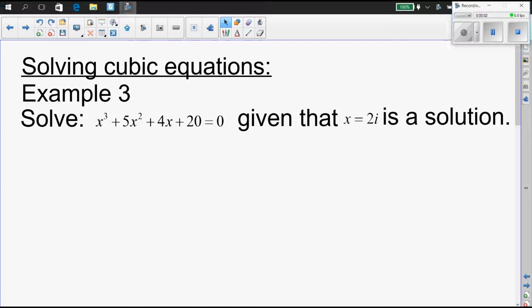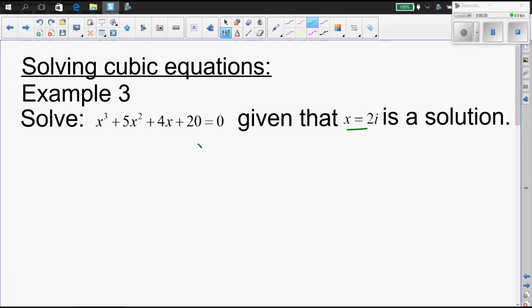Solving cubic equations, example 3. In this question, we are asked to solve x cubed plus 5x squared plus 4x plus 20 equals 0, given that one of the solutions is x equals 2i. So here we're given one of the solutions and it's a complex solution.